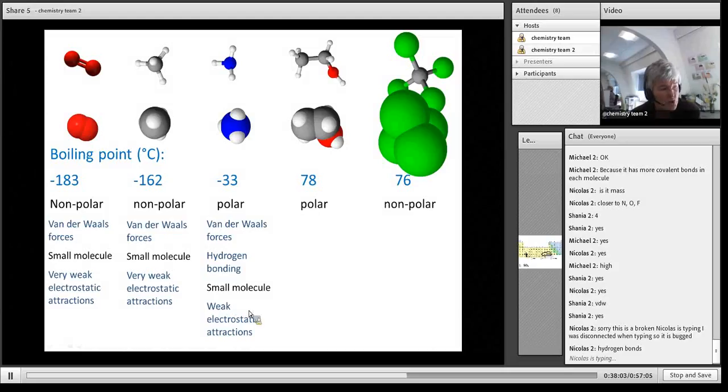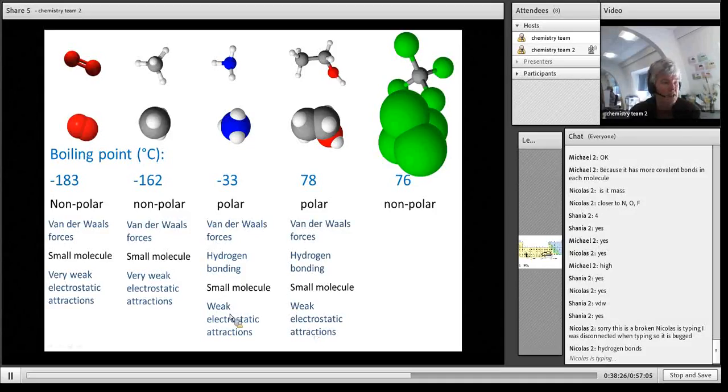And I've called it weak. I mean, I'm talking about hydrogen bonds being strong, but remember they are quite weak compared to a covalent bond or an ionic bond or a metallic bond. So I've called it weak electrostatic attraction because I'm also comparing it to ionic and covalent. And those are strong electrostatic attractions.